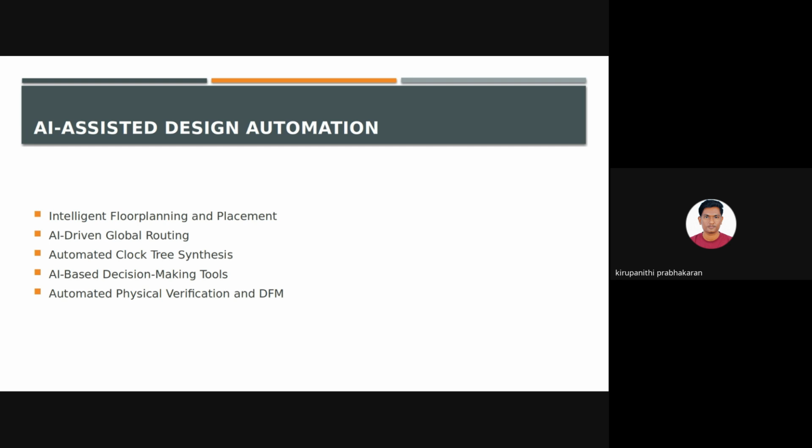Automated physical design verification and DFM, which is design for manufacturing. Physical verification ensures that the design complies with manufacturing rules, while design for manufacturing focuses on making the design manufacturable with high yield and reliability. AI automates this process to reduce time and effort. AI identifies rule violations faster and suggests corrections. Pattern recognition, AI analyzes the common yield limiting patterns and recommends layout adjustments to improve manufacturability. AI simulates the manufacturing process to predict the yield and optimize the design for higher reliability.